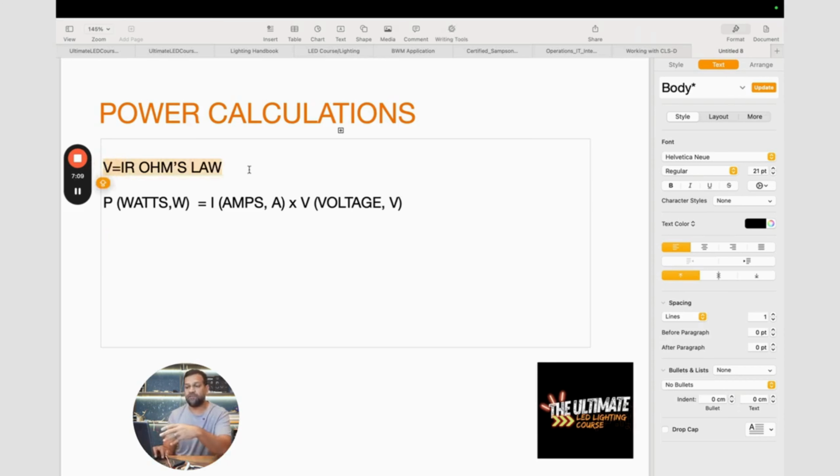This becomes very relevant when we dig into wire calculations, but right now we're focusing simply on power calculations. How much power, or how much work is being done in those LEDs, how much power it's consuming. That formula is P for power is equal to the amperage multiplied by the voltage of that LED. So let's look at this quick example.